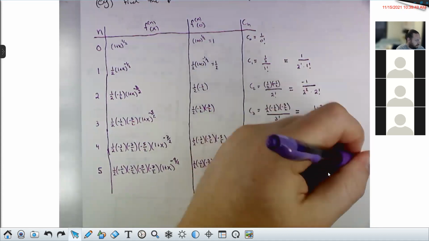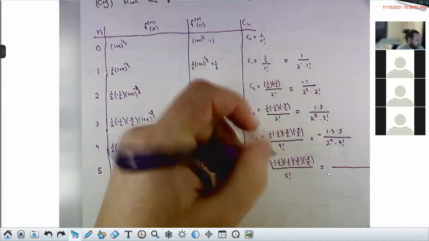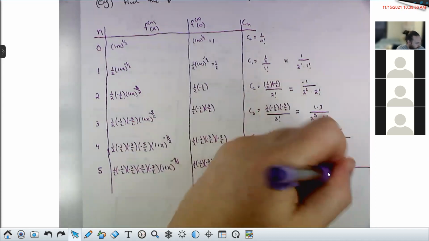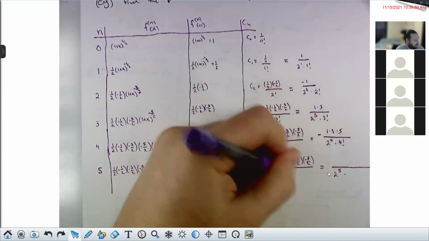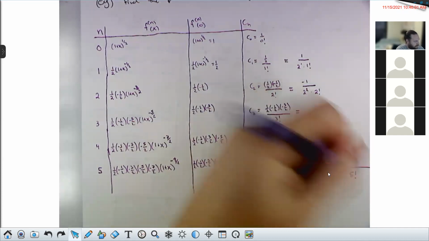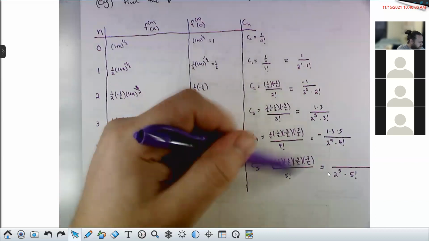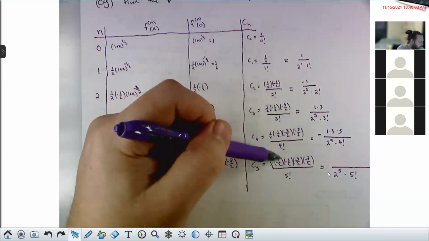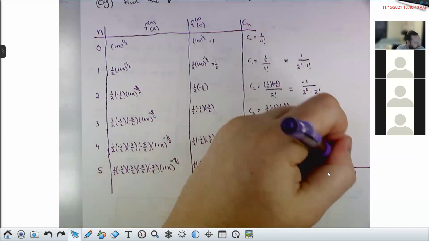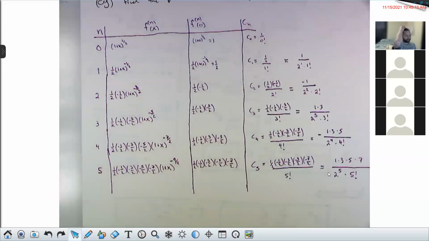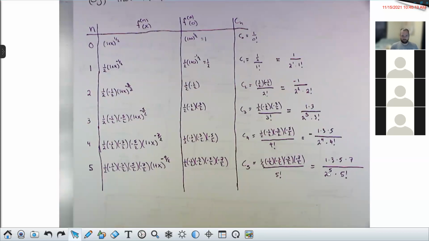C5, last guy. I've got how many copies of 2? 1, 2, 3, 4, 5. So it's 2 to the 5, and then 5 factorial. I've got how many negatives? 1, 2, 3, 4. So this one will be positive. And then I've got 1 times 3 times 5 times 7. And this is looking familiar, hopefully, a little bit.